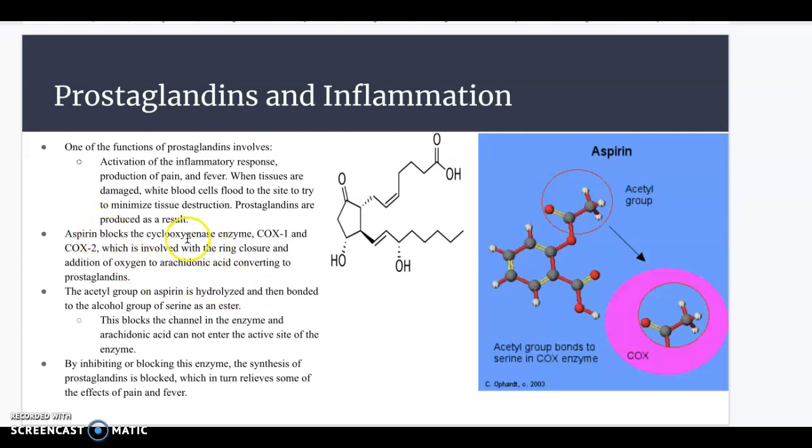So aspirin blocks the cyclooxygenase enzymes COX-1 and COX-2, which are involved with the ring closure and addition of oxygen to arachidonic acid, converting it to prostaglandins. You can see here the blocking. So the acetyl group on aspirin is hydrolyzed and then bonded to the alcohol group of serine as an ester. And what this does is block the channel in the enzyme, and the arachidonic acid cannot enter the active site of the enzyme. So when you inhibit or block this enzyme, the synthesis of prostaglandin is blocked, which in turn relieves some of the effects of pain and fever.